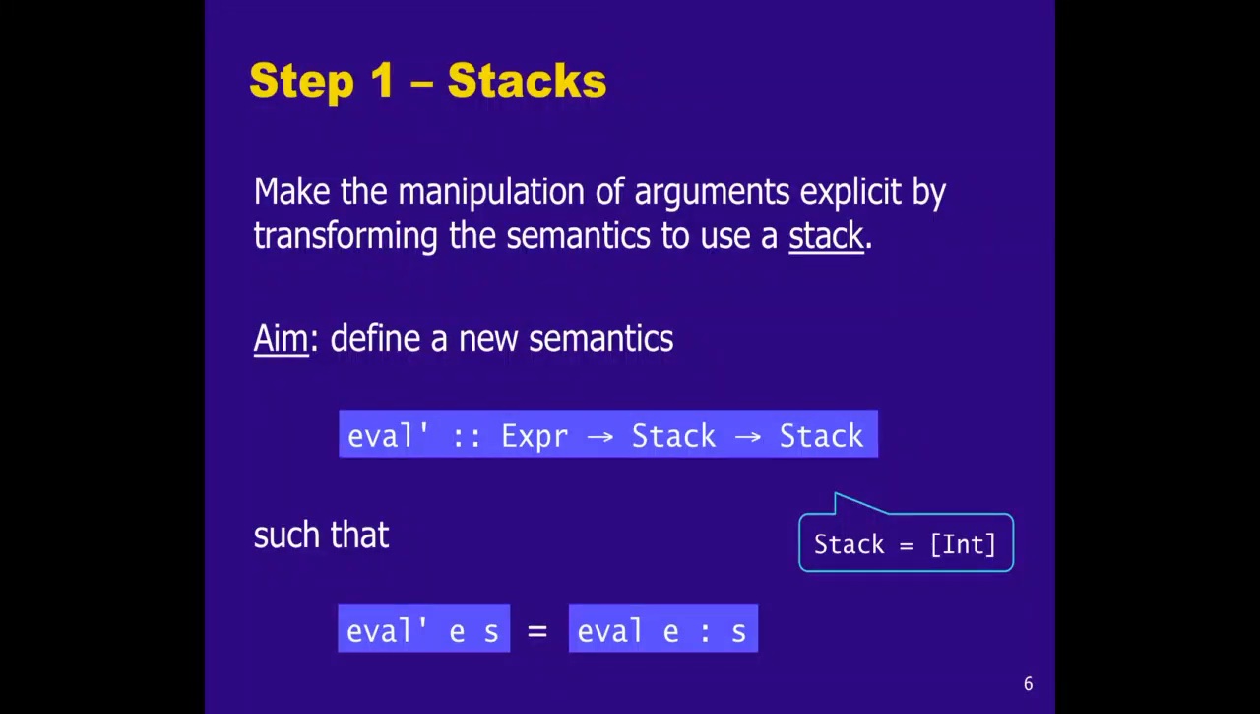Okay? So let's start with our first sausage machine. We're going to build 3 sausage machines, and then we're going to see how we can make 1 sausage machine out of them in the end. So I'm going to show you how to calculate a compiler for this language in 3 steps. And the first step is that I'm going to make the manipulation of arguments explicit. Okay, so what do I mean by this?